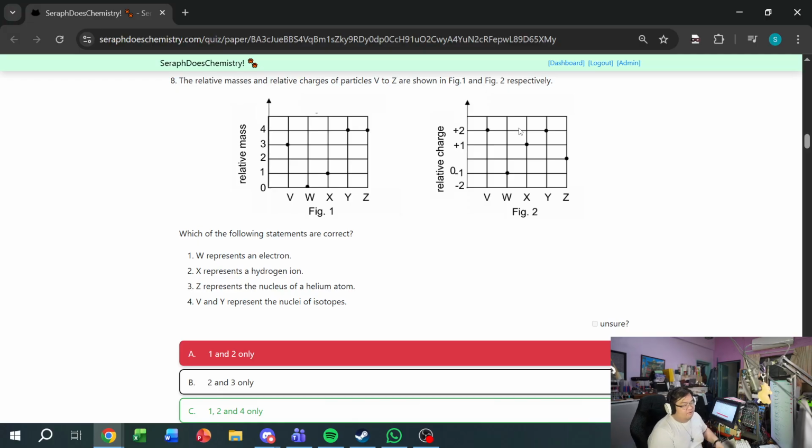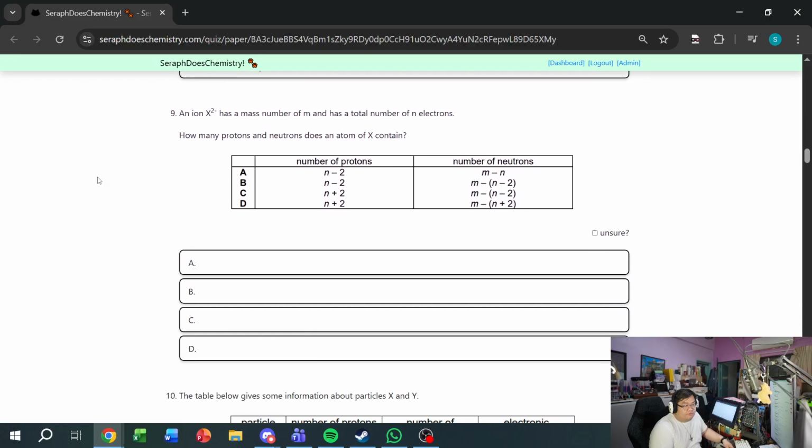You only proved that different neutrons. How to prove? So therefore, V and Y have different mass. But okay, cool. Question 9.